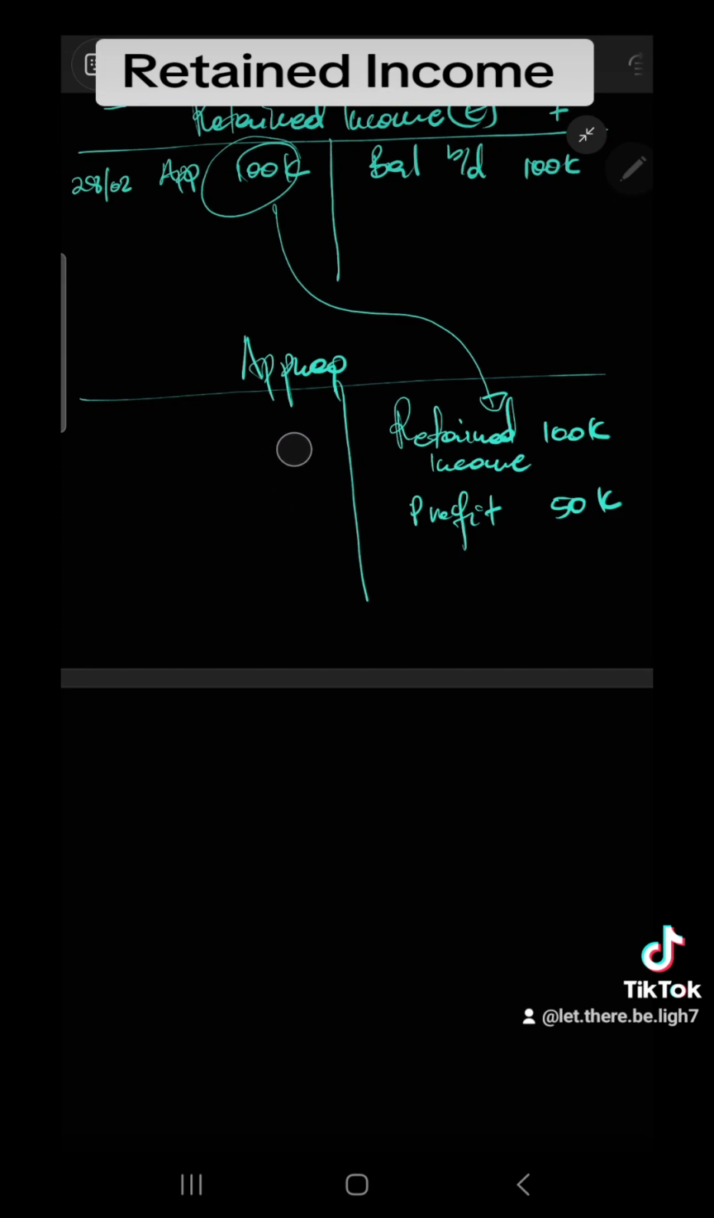So for argument's sake, let's say your income tax is 10K, and let's say your dividends that were paid is 20K. So whatever is going to remain, okay, let's say 50 here. Whatever is going to remain is going to be transferred back to the retained income account.